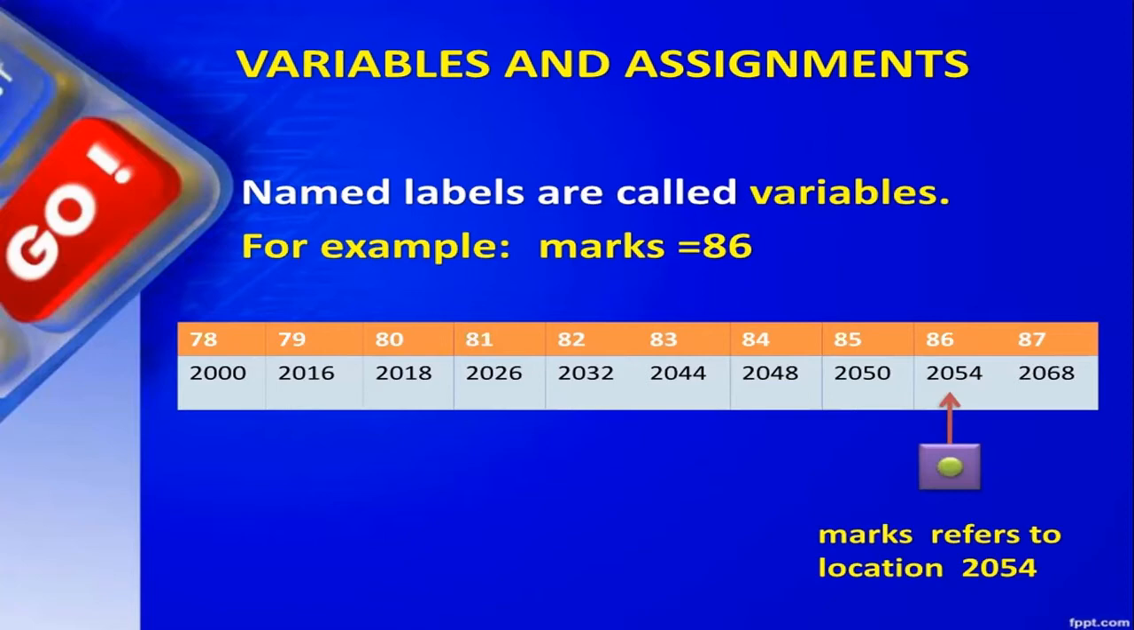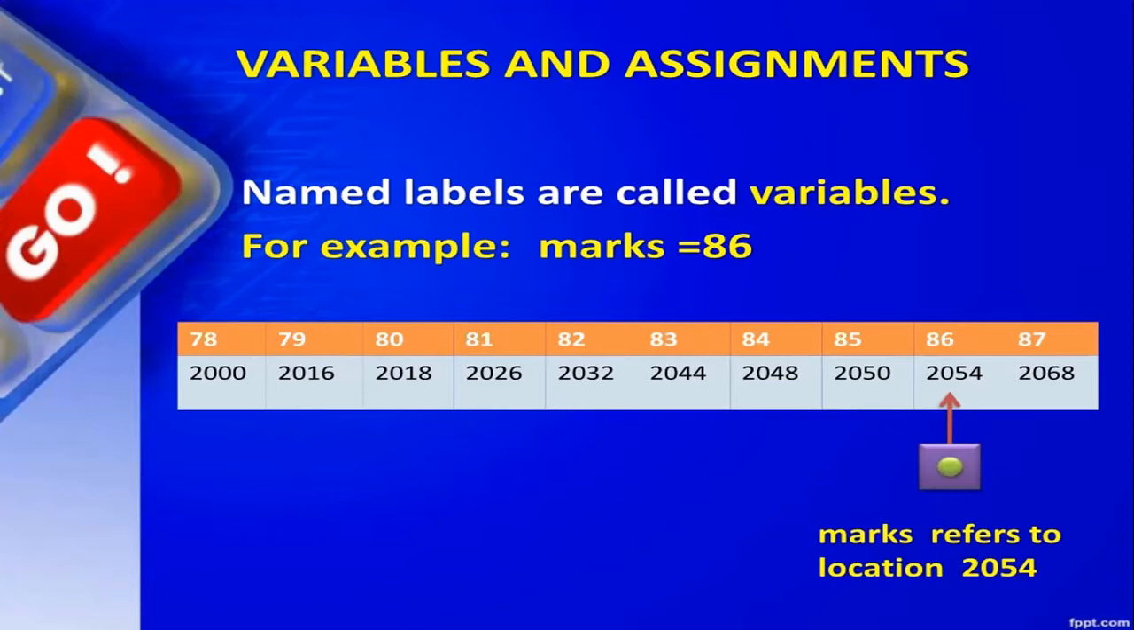In C++, it was different. If we said marks equals 86, a brand new memory address was created where the number 86 was put, and marks used to point to this address. But in Python, memory works differently. These numbers already have a memory address attached to them. So when you say marks equals 86, marks is going to refer to the location 2054, which holds the value 86 no matter what.